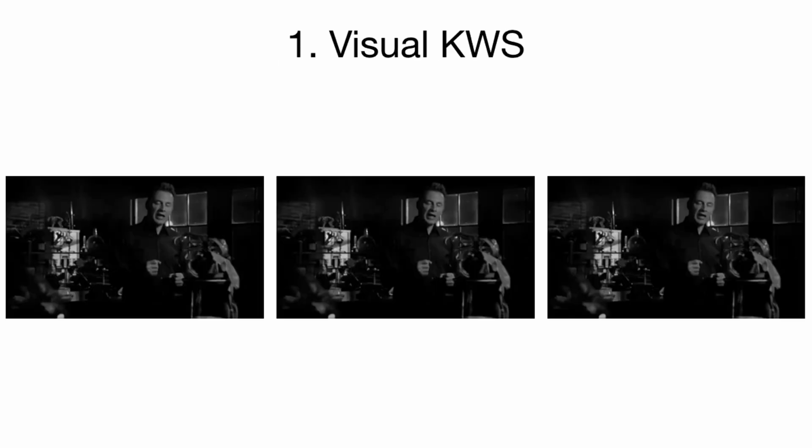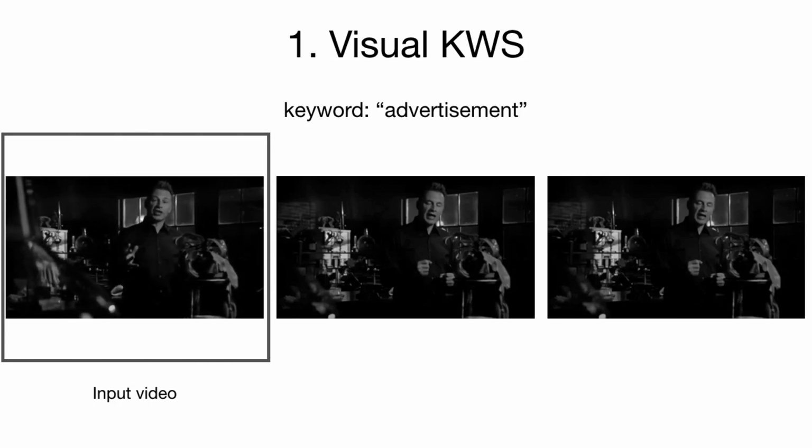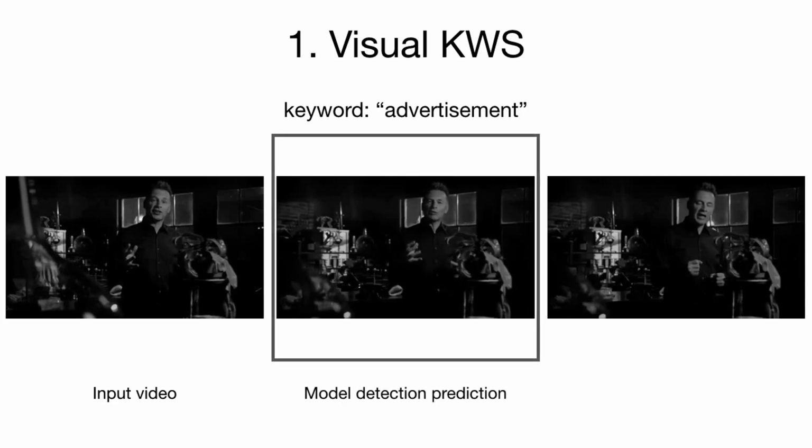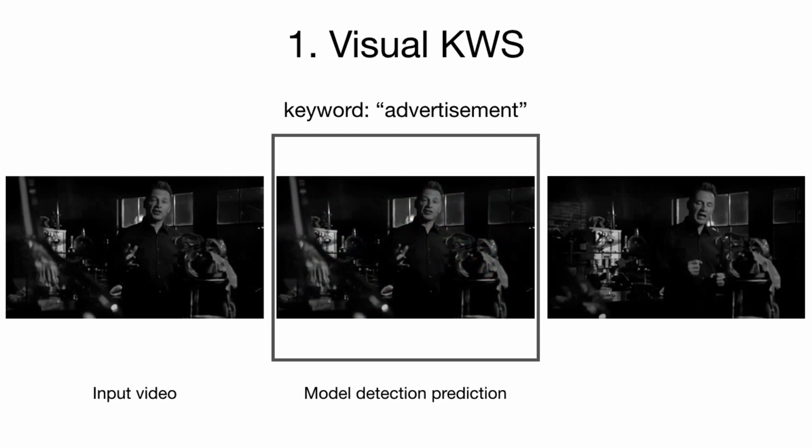I will first show an example of visual keyword spotting, where we query the word advertisement in the following input video, without any audio information. Next, I will show where our model predicts the keyword to be. Note, there will be a color change. Finally, let's look at the ground truth video with audio and subtitles.